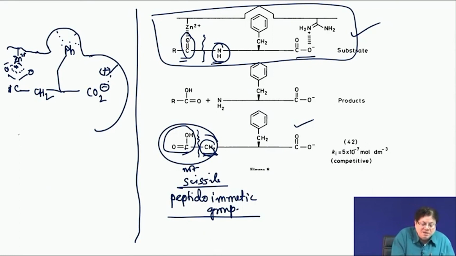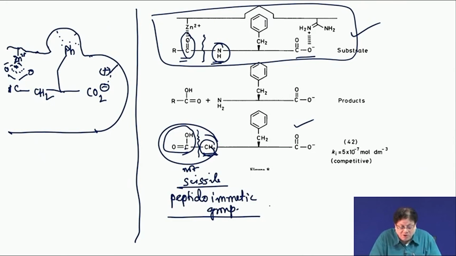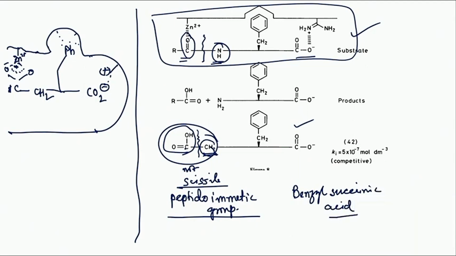Okay. So, what is the mechanism of this? This is not actually phenyl, oh sorry, this is benzyl succinic acid, a very simple compound, because this is not phenylalanine, because you do not have NH here. So, succinic acid is CO2H, CH2, CH2, CO2H. So, you have benzyl succinic acid. It was found that benzyl succinic acid is a very good inhibitor of carboxypeptidase.